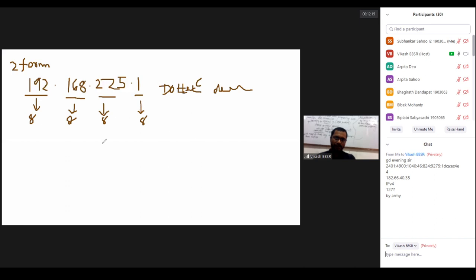Each is in 8 bits. Is that clear to all of you? And in total, how many bits? Total how many bits? So the total is 32 bits. 32.